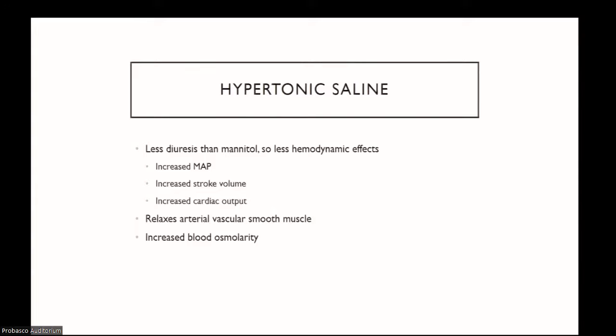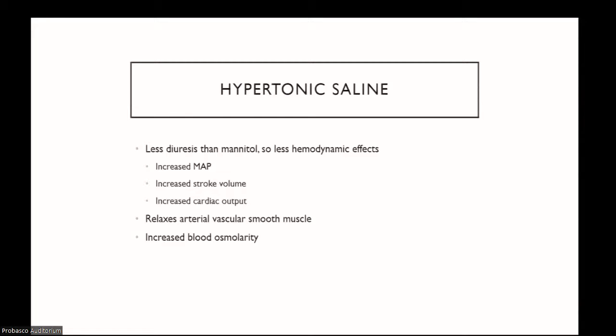There are less significant fluid shifts that occur with hypertonic saline compared to mannitol, but we still do see some hemodynamic effects with hypertonic saline, like increased MAP, increased stroke volume, and increased cardiac output when compared to isotonic fluids, at least. And then the increased blood osmolarity and serum sodium in turn stimulate ADH release by the body, and that's when we start to see some pretty significant hemodynamic effects associated with fluid shifts.